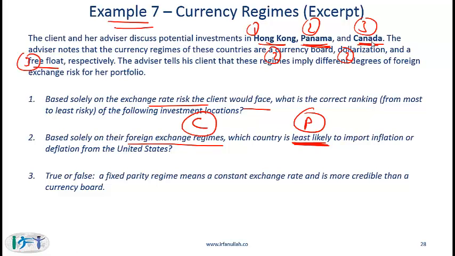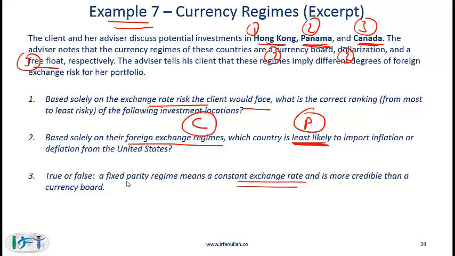Canada is on the free float regime, so Canada will exert its own policy, and Canada therefore is least likely to import inflation or deflation from the United States. True or false? A fixed parity regime means a constant exchange rate and is more credible than a currency board. This is false. Constant exchange rate, this is not exactly true.